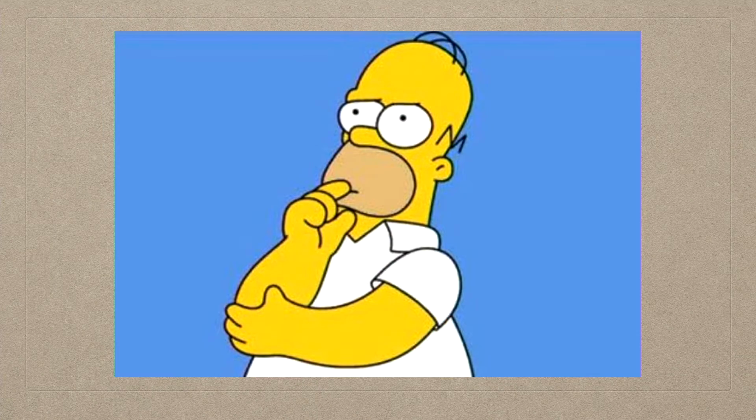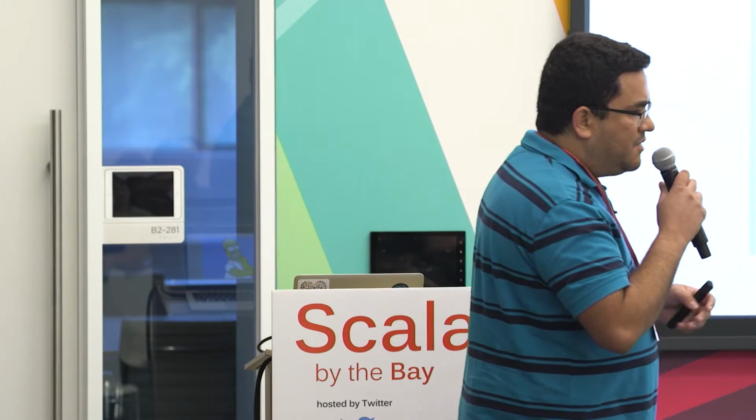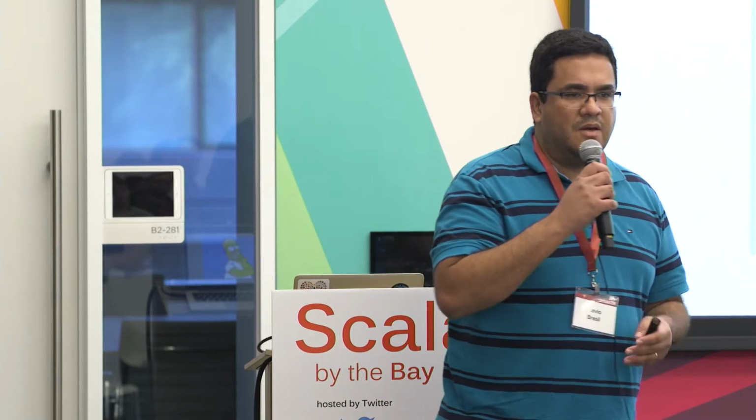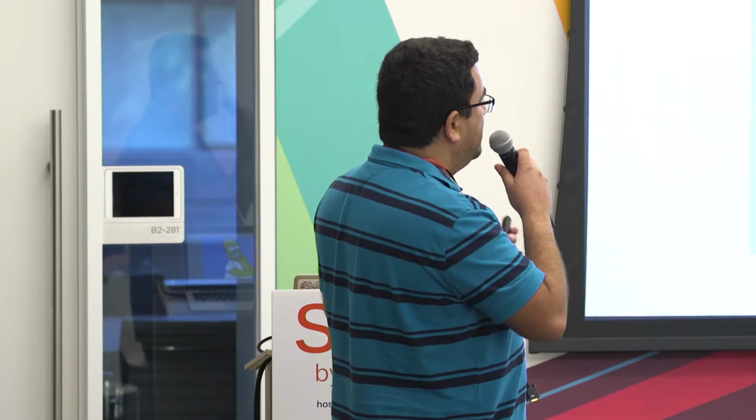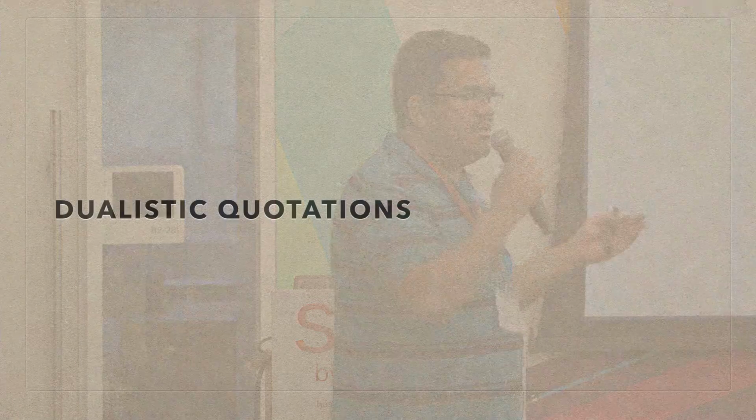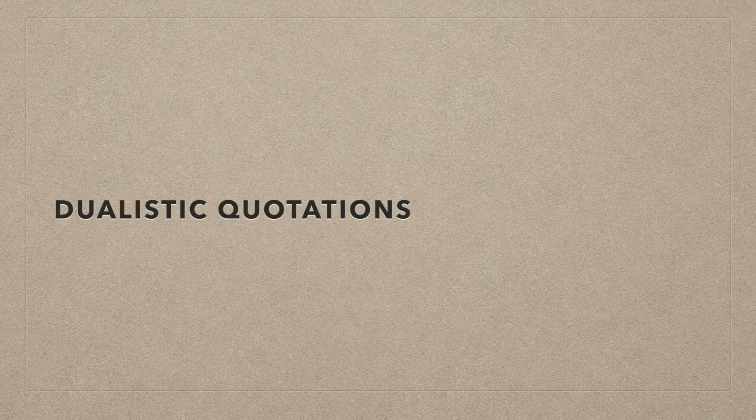So I started thinking, okay, this paper is great. Could I do something to make it better? Could I make it in a way that the feedback loop is shorter, and also I don't have runtime overhead? And I thought, okay, I'm already using macros to do the quotation, and I ended up creating this technique that I call Dualistic quotations. Okay, so this is basically explaining how Quill works and does things at compile time.